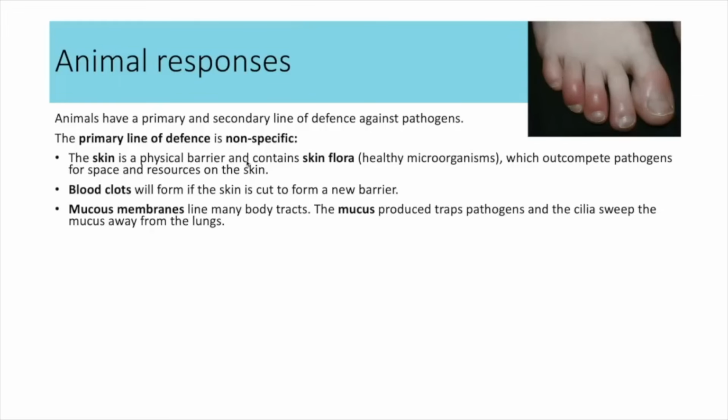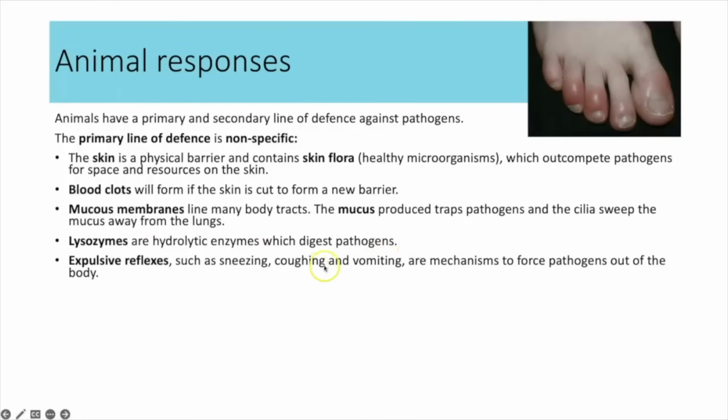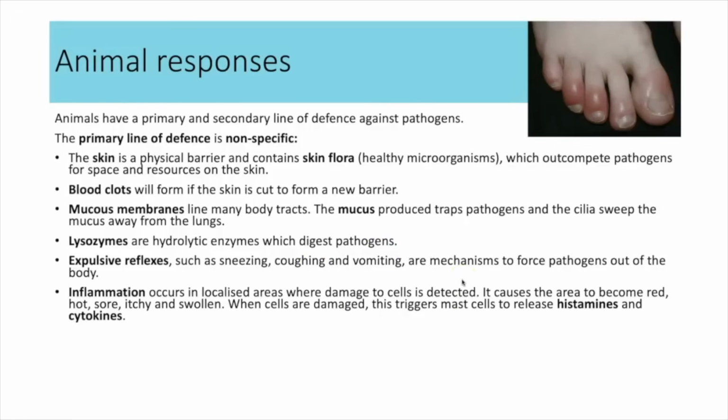There are mucous membranes that line many body tracts, and those are able to produce mucus, which is a thick, sticky substance that the pathogens would get trapped in. And then ciliated cells, the cilia, which are the hair-like structures, would sweep that mucus up and out, so it'd be removed from the body. Lysozymes are hydrolytic enzymes, and they digest pathogens. And we have lysozymes in our tears, but also inside of phagocytes, which we're going to come onto. Sneezing, coughing, and vomiting are mechanisms that force the pathogens out of the body.